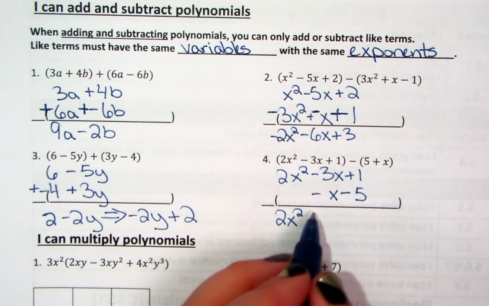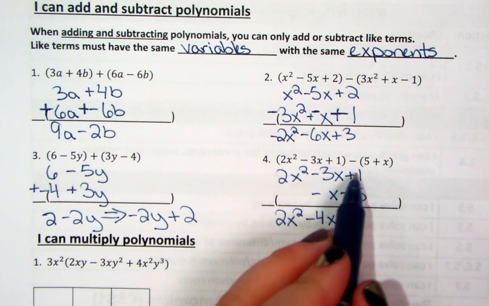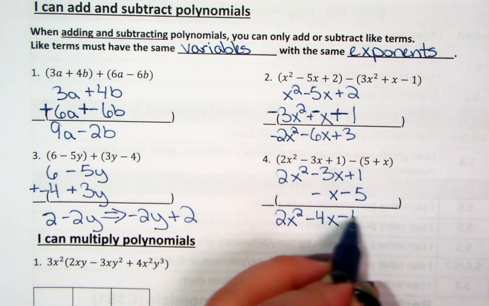Negative 3x minus 1x gives me negative 4x. And 1 minus 5 gives me negative 4.